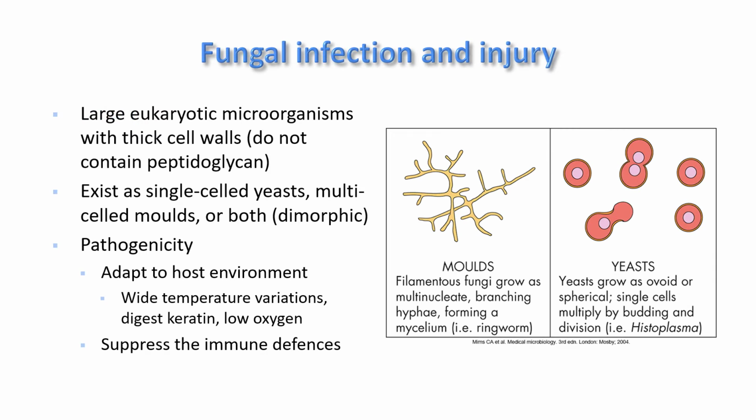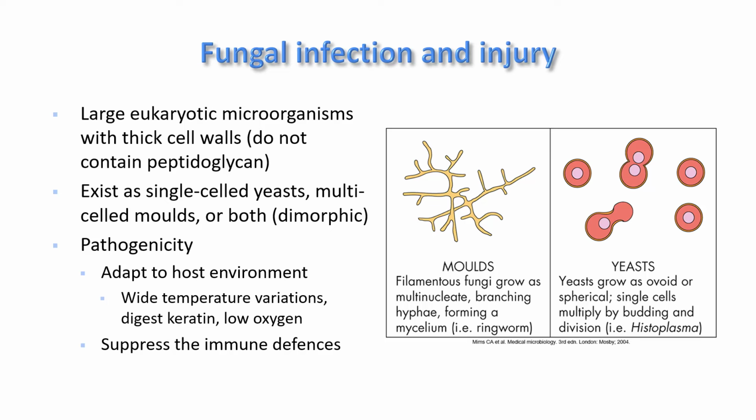Fungi, the third type of microorganism. Fungi are basically of two types, molds and yeasts. These are large eukaryotic microorganisms. They could exist as single cell, which is called yeast, or multi-celled, which are called molds. They adapt to host environment. They can survive in wide temperature variations. Some of them can digest keratin, which is the outermost layer of our skin, so they can invade. They can even live in low oxygen conditions.